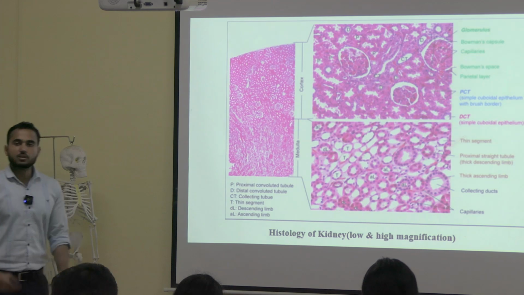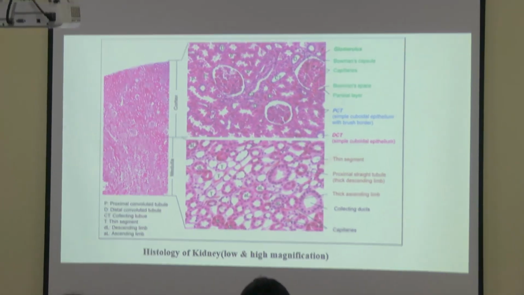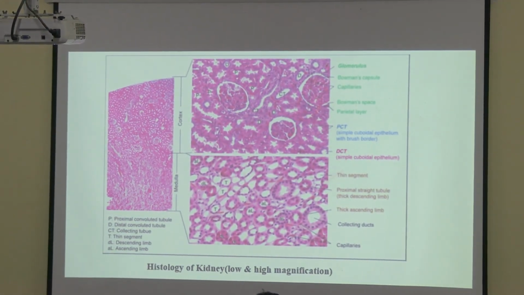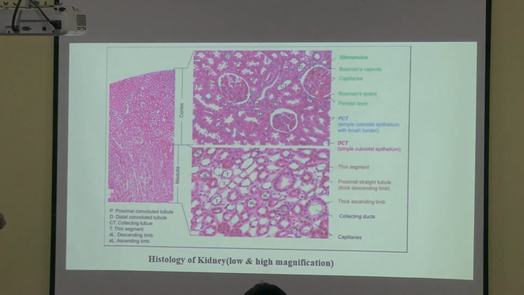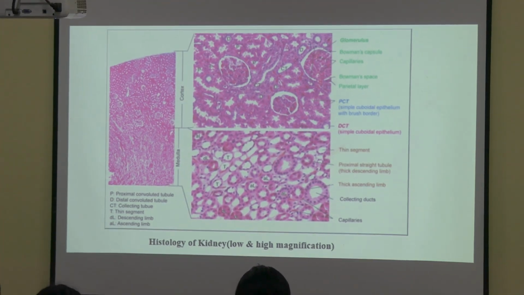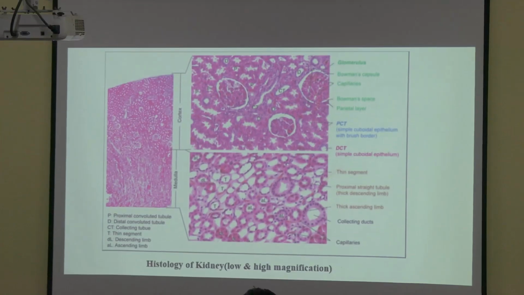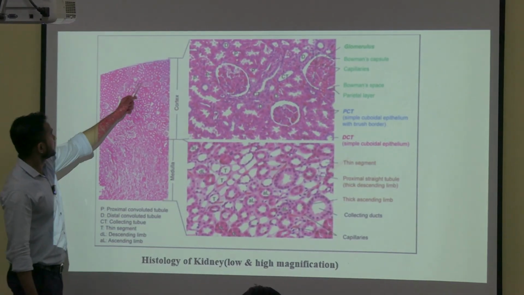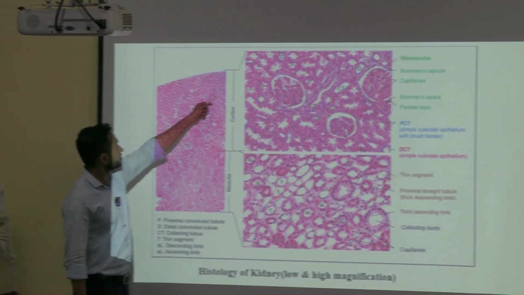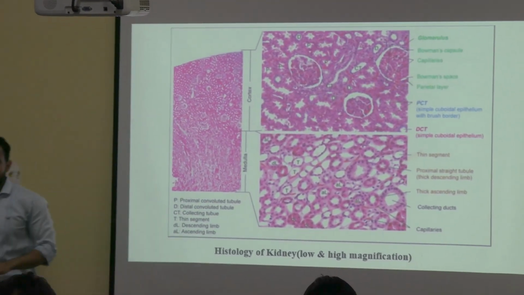Okay? So what do you have to see in the renal cortex? What you have to see in the renal cortex? No, PCT, DCT, renal corpuscles. First you have to concentrate on the darkly stained renal corpuscles. Can you see the renal corpuscles over here? See, these are the renal corpuscles. These are the renal corpuscles. Okay?